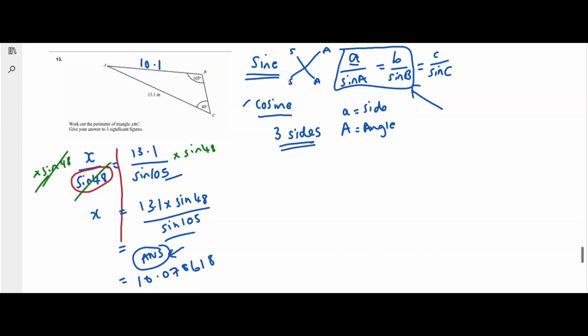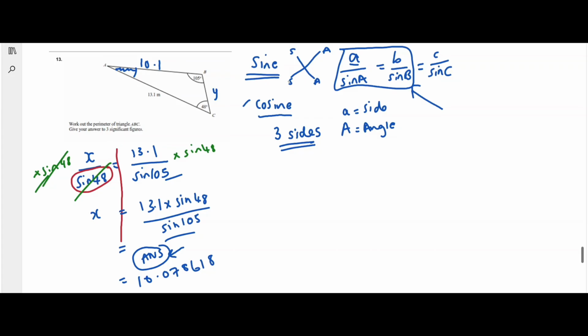So I'm going to now find the side that I called y. You can call it anything you like. So there's two ways you can do this. It depends what you prefer using. If you're comfortable with sine rule, you may as well carry on with that. You would then need to work out this angle here, and you could work out y in the same way that we've just done here.